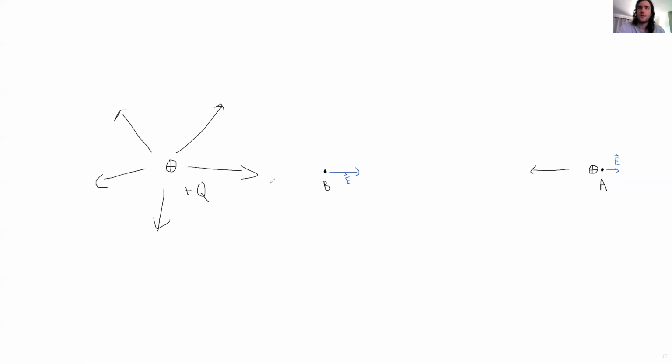And then the other question is, how much work does the electric field of the big plus Q do as this, I forgot to label this guy little plus Q, as this little plus Q moves closer to the big plus Q. So how much work do I do, and how much work does the electric field do?